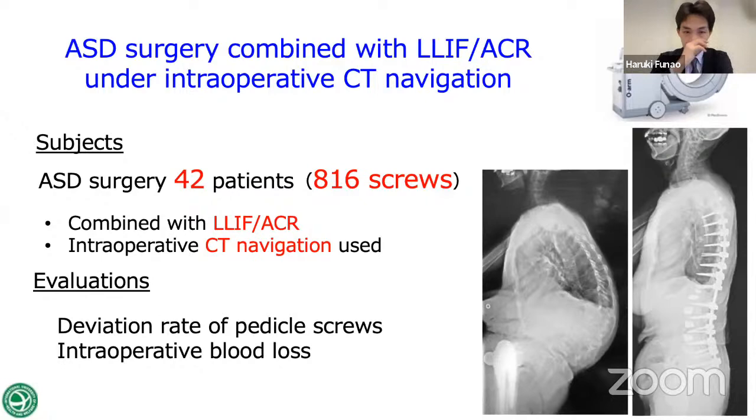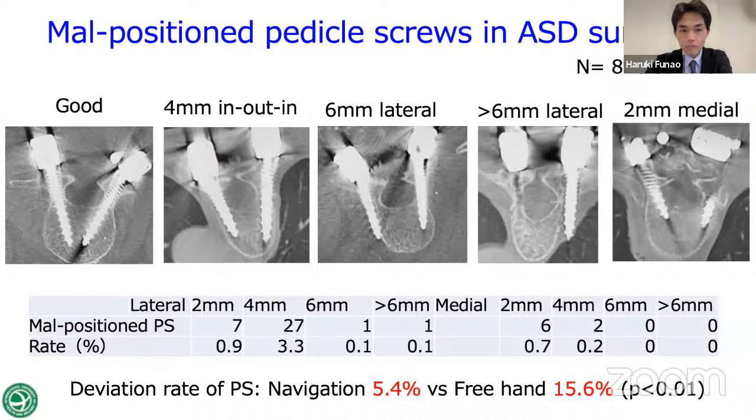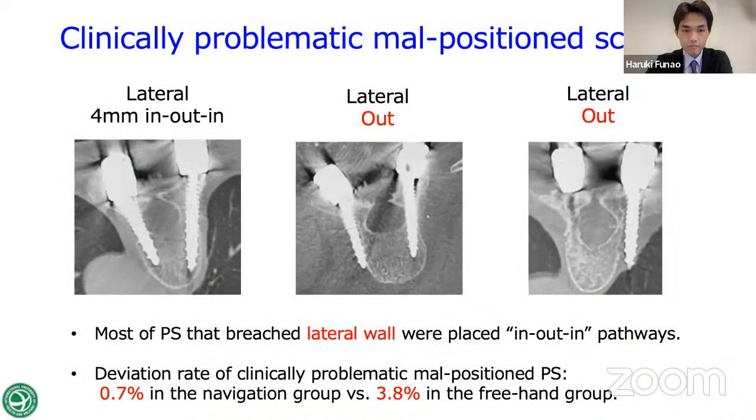Deviation rate of pedicular screws under navigation was 5.84%. It was significantly lower compared with that of 15.6% in the freehand group. Actually, most of the pedicular screws that breached the lateral wall were placed in-out-in into narrow pedicles, so the rate of problematic screws was only 0.7% in the navigation group. It was significantly lower than that of 3.8% in the freehand group.